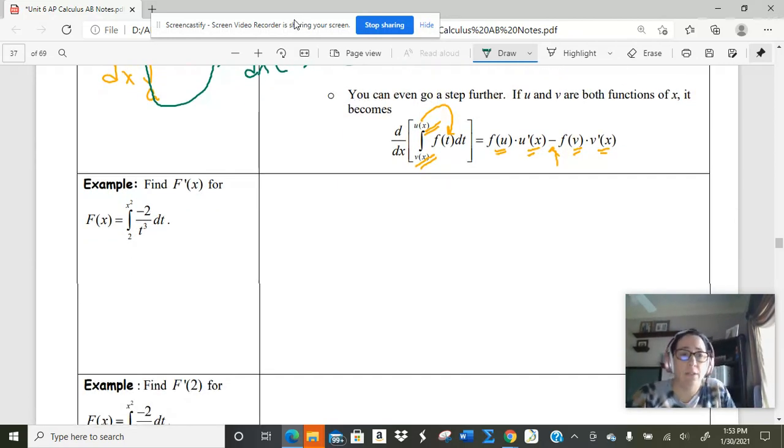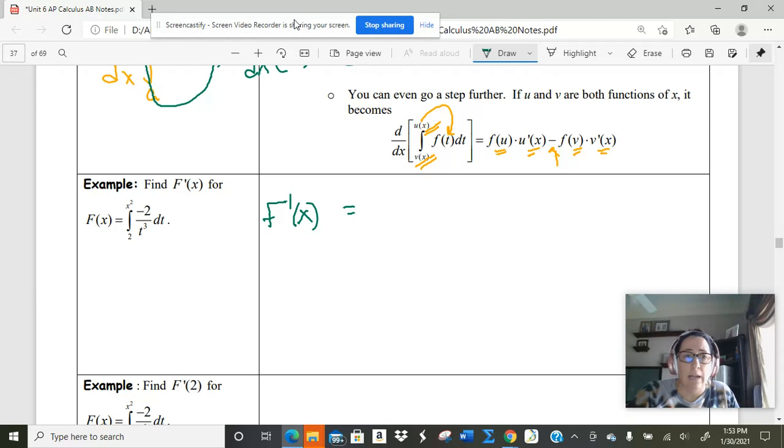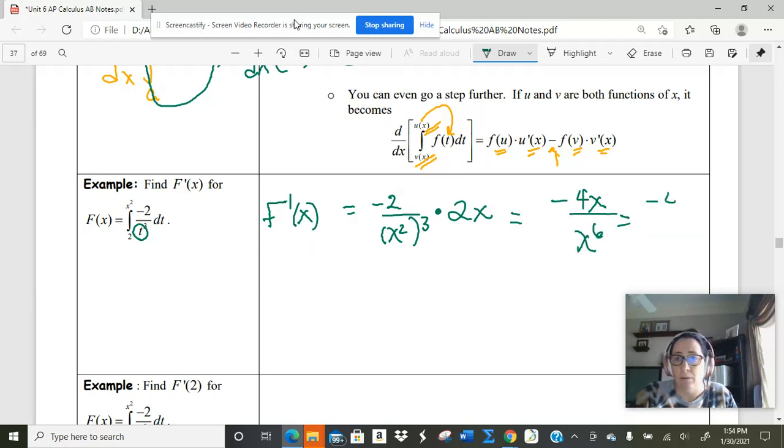So let's try it for this one. We don't need to go through all the intermediate work. I can see that I'm going to go ahead and plug in my bound into that t, but now I have to do the chain rule and multiply by the derivative of that bound. And we can clean it up as much as we want, or to match a multiple choice. Okay?